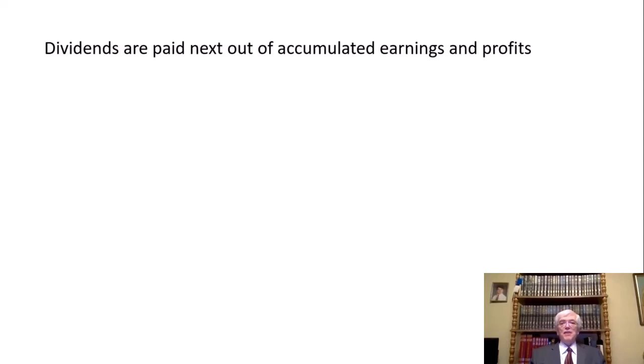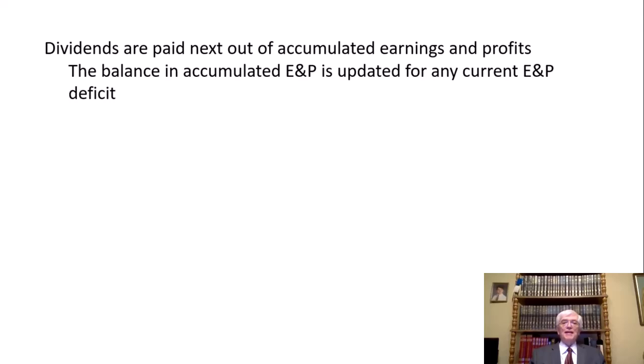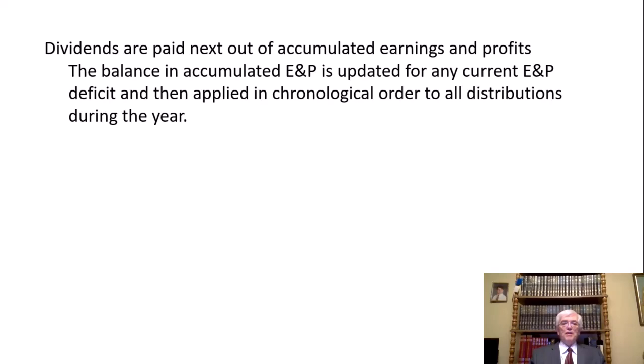Dividends are paid next out of accumulated earnings and profits. In the previous example we just did, we didn't have any accumulated earnings and profits. But let's turn it around. Let's assume that we do have accumulated earnings and profits. Then, first of all, update your earnings and profits for any current earnings and profits deficit. Then, what's left is available to distribute to the shareholders as dividends. And we will apply that in chronological order to all distributions.